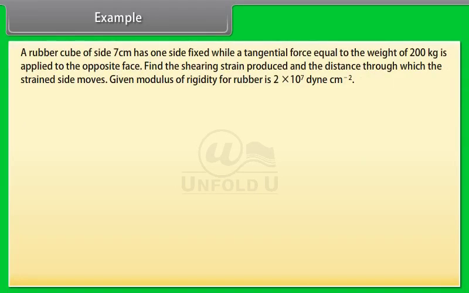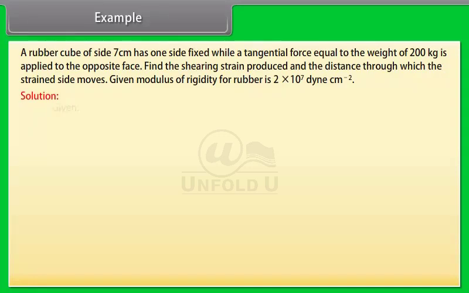Example. Let's take an example of elastic moduli. A rubber cube of side 7 cm has one side fixed while the tangential force equal to the weight of 200 kg is applied to the opposite face. Find the shearing strain produced and the distance through which the strained side moves. Given modulus of rigidity for rubber is 2 into 10 raised to the power 7 dyne per centimeter square.